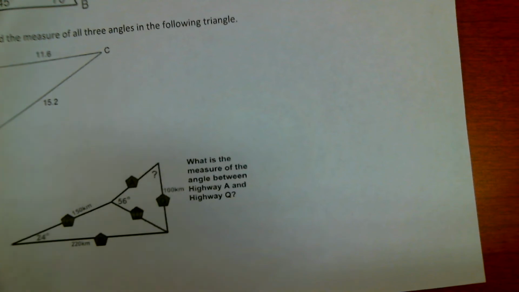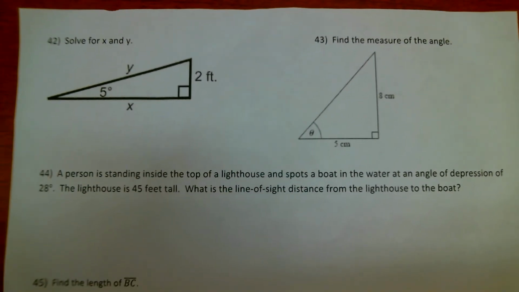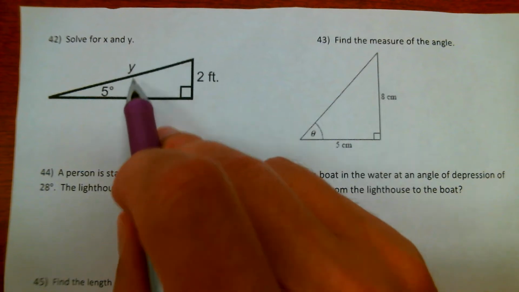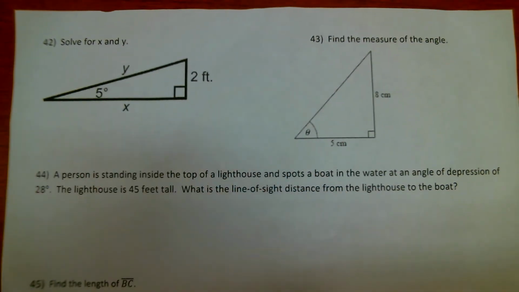Okay. All right, here we go. Last page. Let's finish up here. Okay, solve for x and y. Okay, so I can't use Pythagorean theorem because I have 2 unknown sides. I need at least 2 sides in a right triangle for Pythagorean theorem. So this tells me I probably need to use trigonometry.